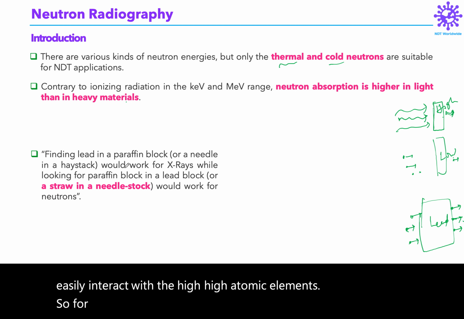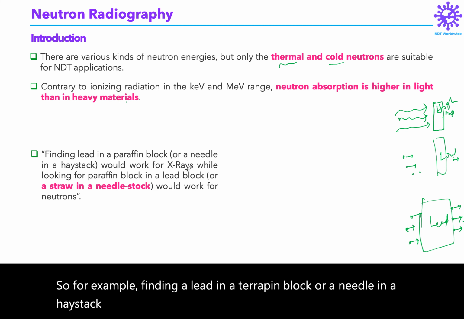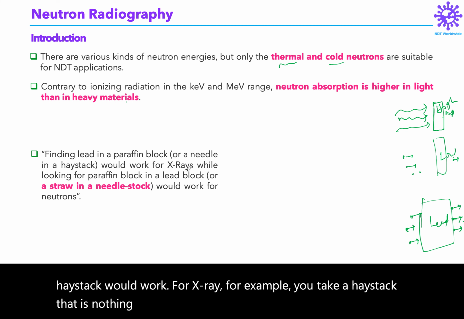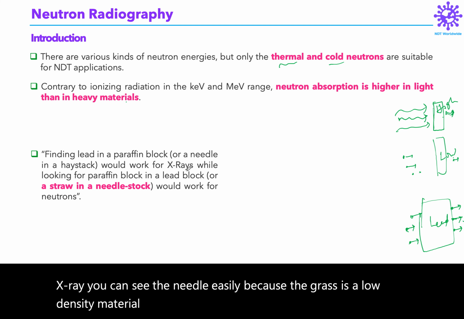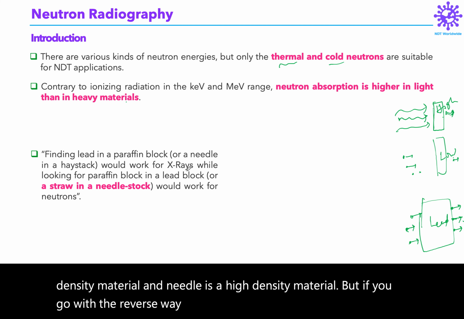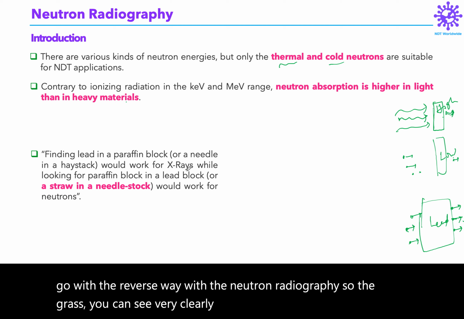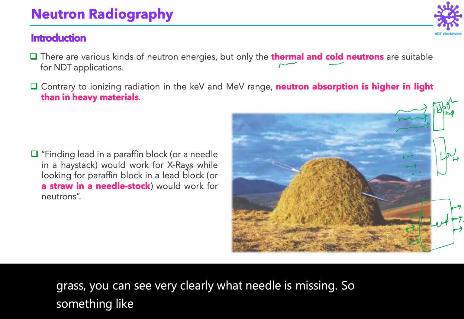For example, finding a lead in a paraffin block, or a needle in a haystack, would work for X-ray. You take a haystack, which is nothing but grass. Inside it there is a needle. If you take X-ray, you can see the needle easily because grass is a low dense material and the needle is a high dense material. But if you go the reverse way with neutron radiography, you can see the grass very clearly, but the needle is missing. So something quite opposite you can see here.